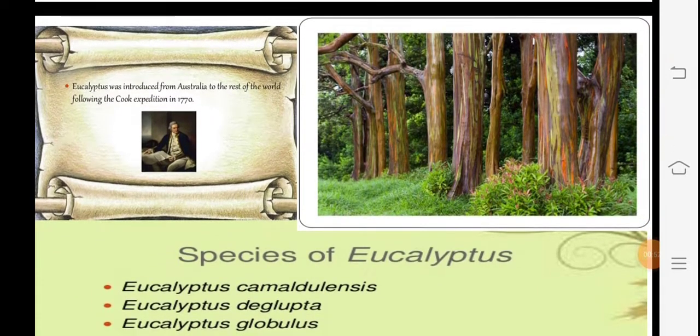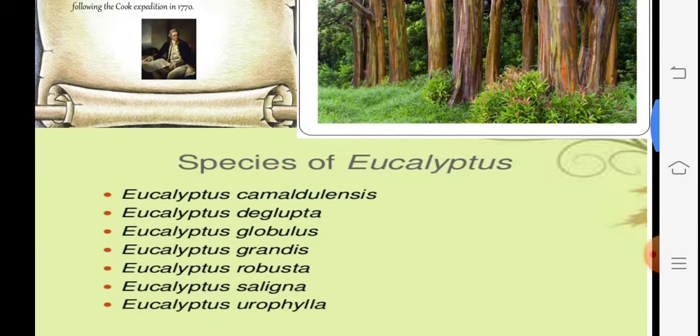Actually this plant was introduced from Australia to the rest of the world, and it was given by the Cook expedition in 1770. So just see the trunk portion of the old trees.